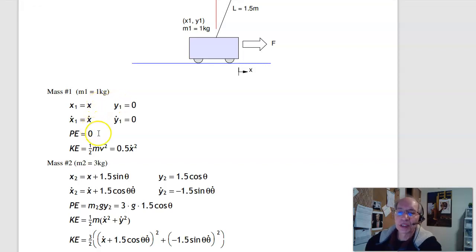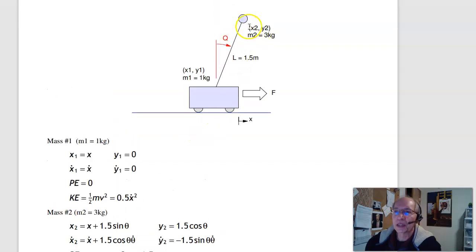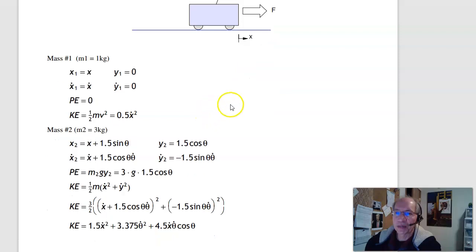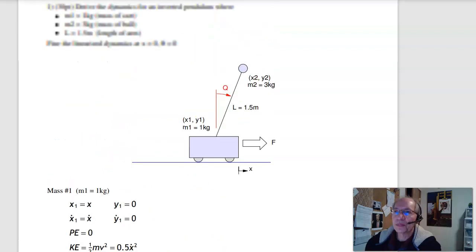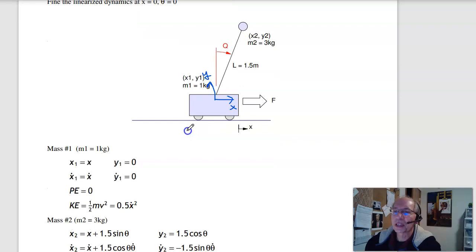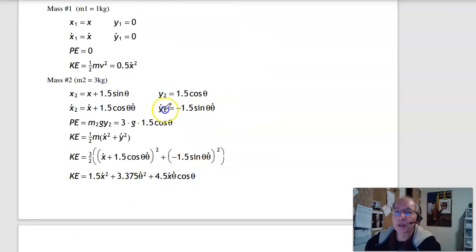its potential energy, kinetic energy. The ball up here is positioned as x plus 1.5 sine theta, y coordinate 1.5 cosine theta, and here I'm defining x and y this way. So this is x, that's y, kind of the same way MATLAB draws on the screen. Take the derivative, we get x dot, y dot.